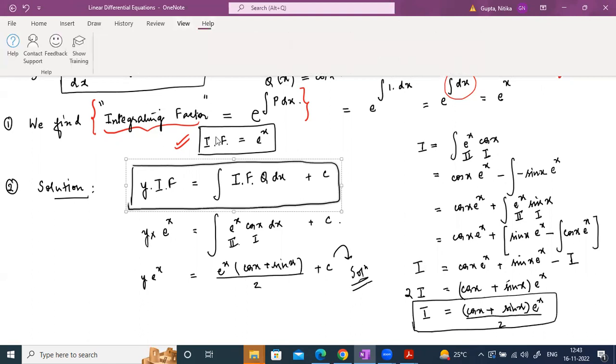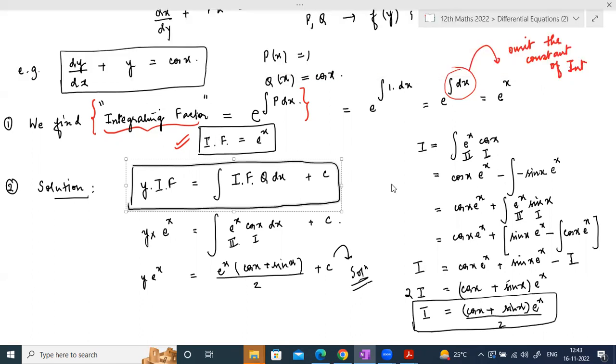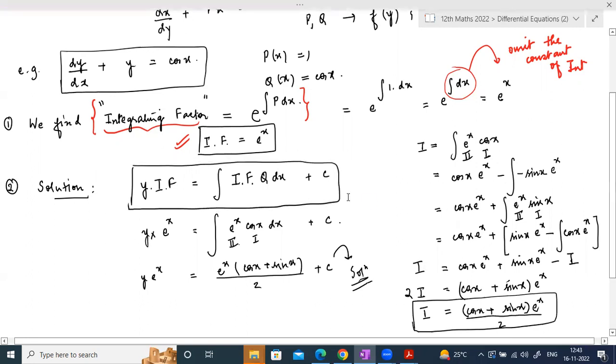Right, easy. Just learn this formula: y into integrating factor equals integral of integrating factor into q.